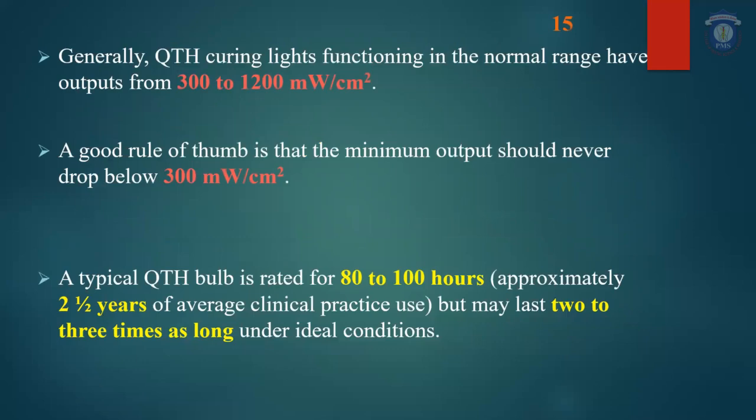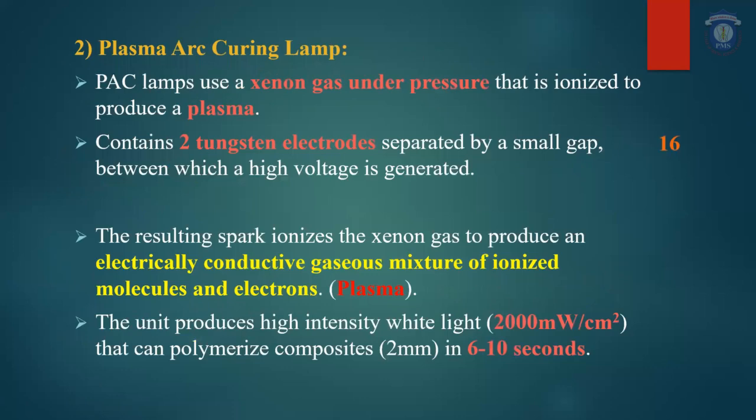Generally, QTH curing lights function in the range of 300 to 1200 milliwatt per centimeter square. And a typical QTH bulb is rated for functioning 80 to 100 hours, which comes to approximately 2.5 years of average clinical practice. Under ideal conditions, they may last up to 2 to 3 times longer than the mentioned time. So that is why QTH is no longer used, because of its various drawbacks.